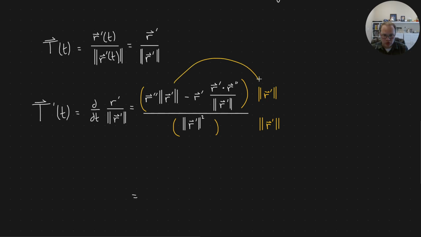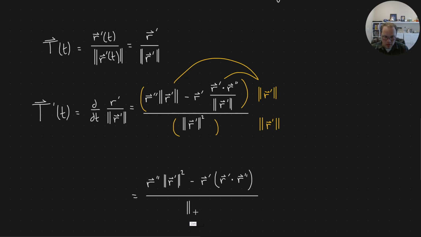On top, if I distribute, I get r double prime times the norm of r prime squared, since I'm multiplying this in, and there's already one there. And then in the second term over here, it'll just cancel when I multiply it in. So I'd get r prime times the dot product of r prime and r double prime. And in the denominator, I get the norm of r prime cubed. Okay?